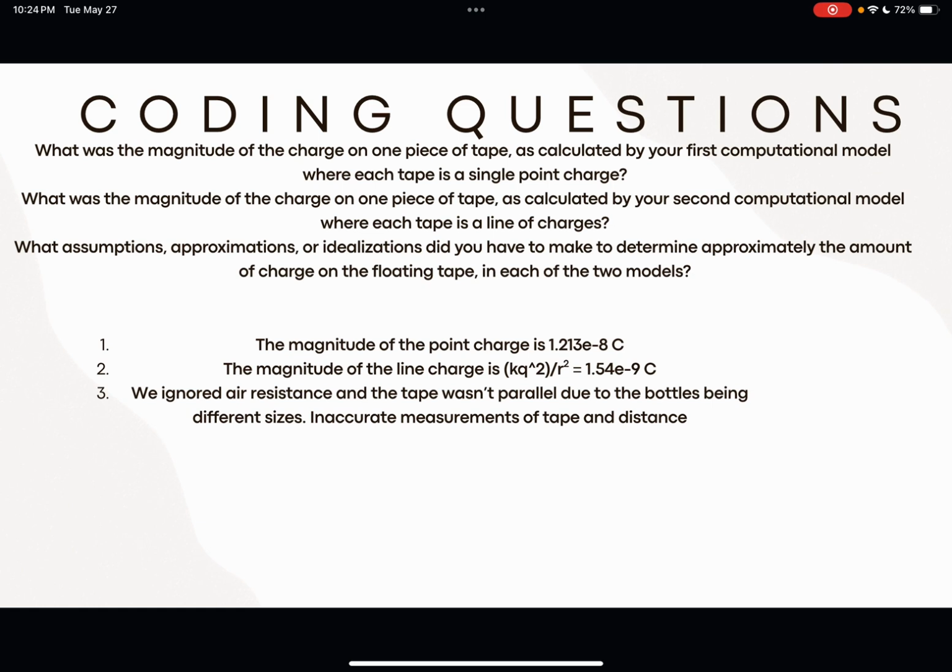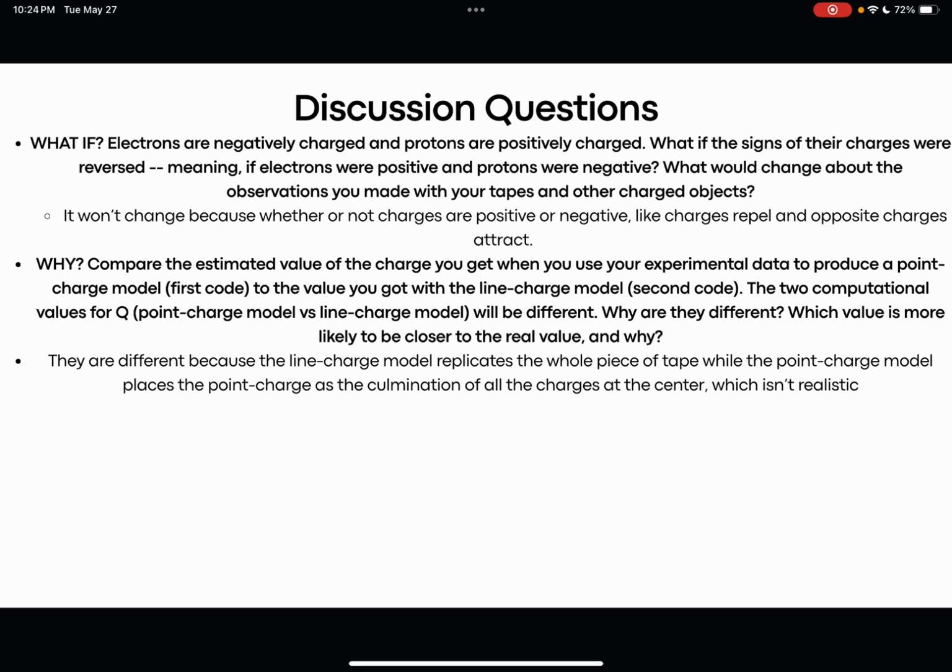And for the assumptions and approximations, we ignored air resistance, and the tape wasn't parallel due to the bottles being different sizes, and there could have been inaccurate measurements of the tape and the distance that we found. And then the discussion questions: what if they were negatively charged? They were basically opposite, and it wouldn't change anything, because whether the charges are positive or negative, like charges repel and opposite charges attract. And even if the charges were switched, they would still do the same behavior.